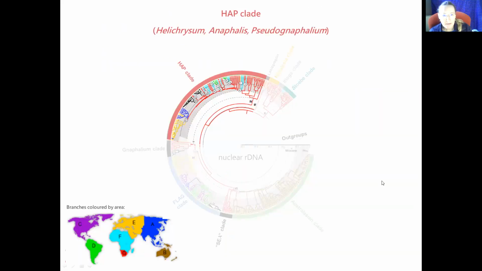The next clade I want to talk about is the HAP clade, named for the large genera Helichrysum, Anaphalis, and Pseudognaphalium. And this is really the largest clade.